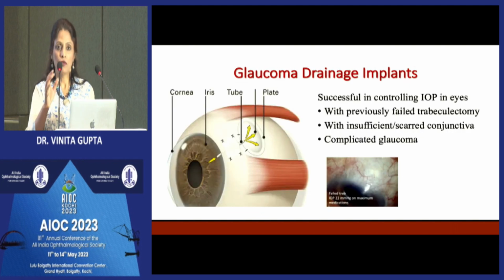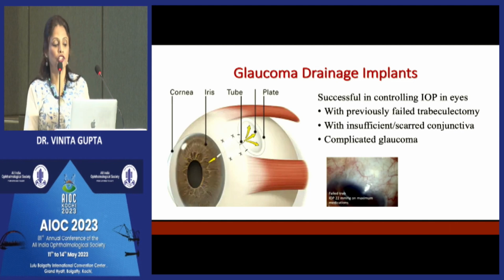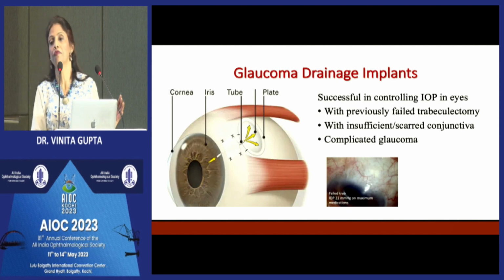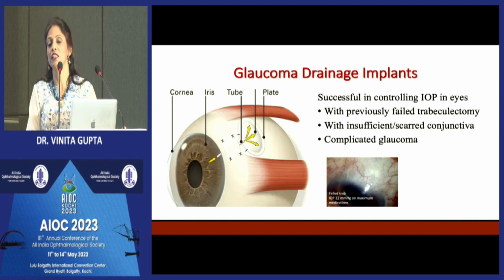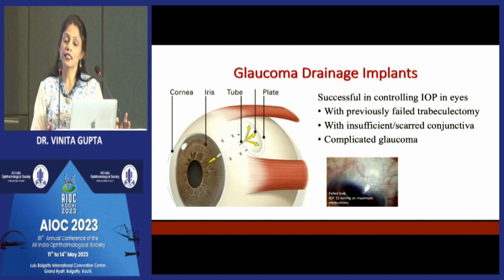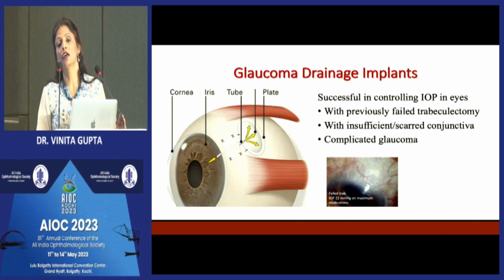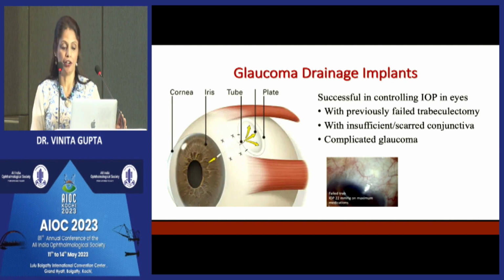So, where are these implants used normally in our practice as a glaucoma surgeon? It is mostly cases of previously failed trabeculectomies, and those cases where there is a complicated look of the eye with extensively scarred conjunctiva, or insufficient conjunctiva for a trabeculectomy to be done. Or there are certain situations with complicated or difficult glaucomas where they may be the first line of choice as a surgery.